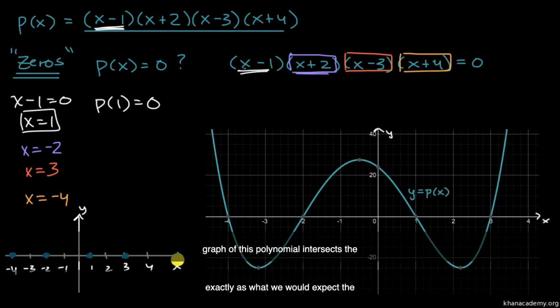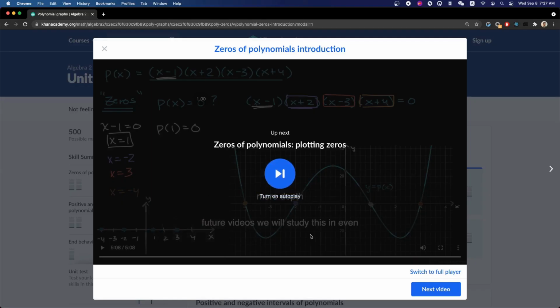The graph of this polynomial intersects the x-axis at x equals negative 4. Actually, let me color code it. X equals negative 4, and that is that 0 right over there. X equals negative 2, that's this 0 right there. X equals 1 right over there. And then x equals 3 right over there. In future videos, we will study this in even more depth.